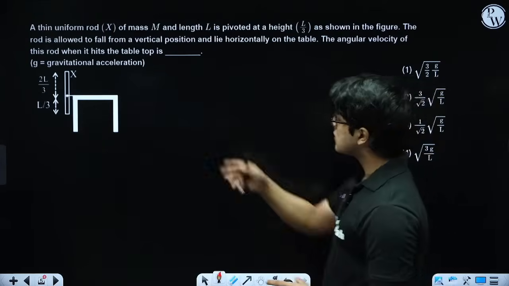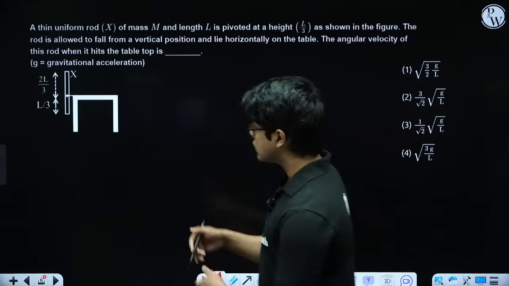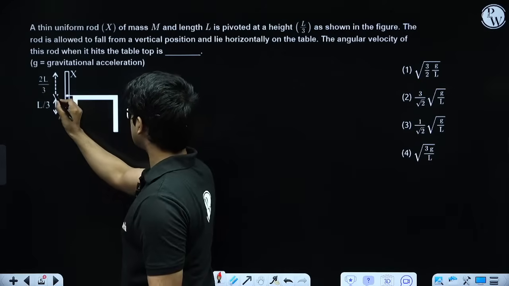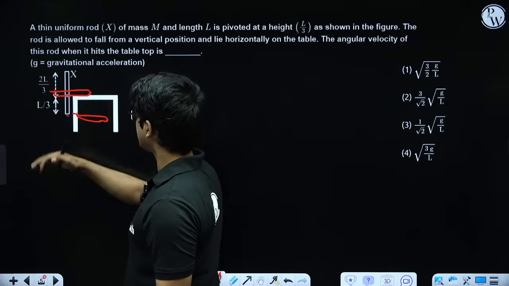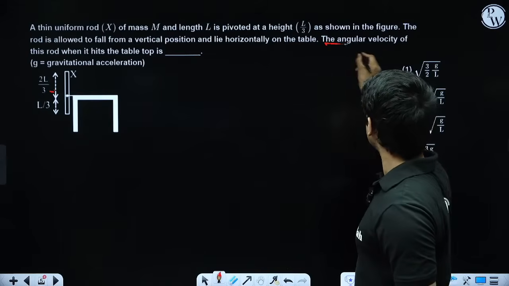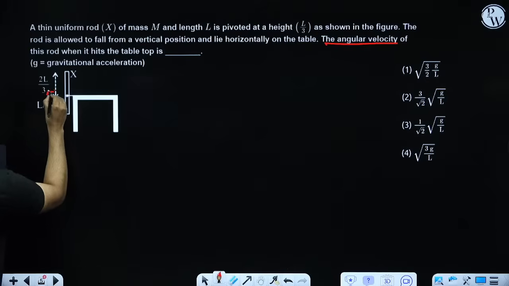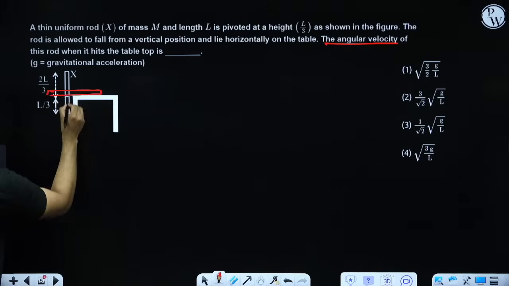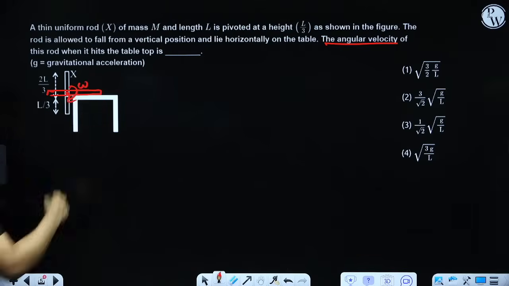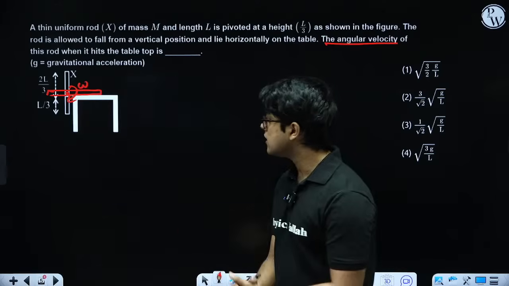Now the rod is allowed to fall from this vertical position, and you can imagine this rod is going to rotate and eventually it will come to the horizontal position. So the question is, when the rod reaches the horizontal position, something like this, before colliding with the table, it will have some angular velocity. The question is to find out this angular velocity.